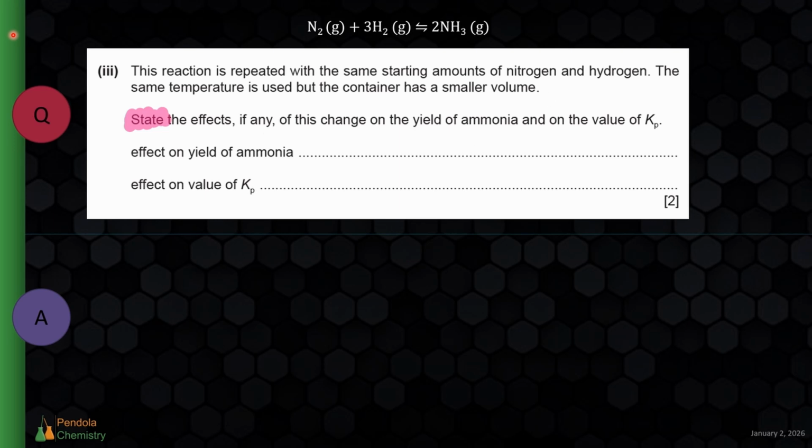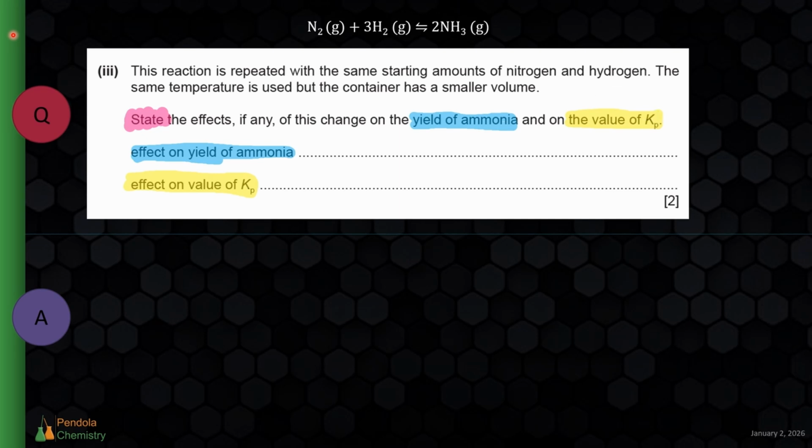And then there's a separate question. So question 1 is how does it change the yield of ammonia, the concentration of ammonia, how much ammonia we have. So that's part 1, and that's answering this first line. Then part 2 is how does this affect the value of Kp? Those are different questions. The yield of ammonia talks about the concentration or total amount of ammonia. Essentially, which way does this reaction change? Does the equilibrium shift to the left, or does the equilibrium shift to the right?